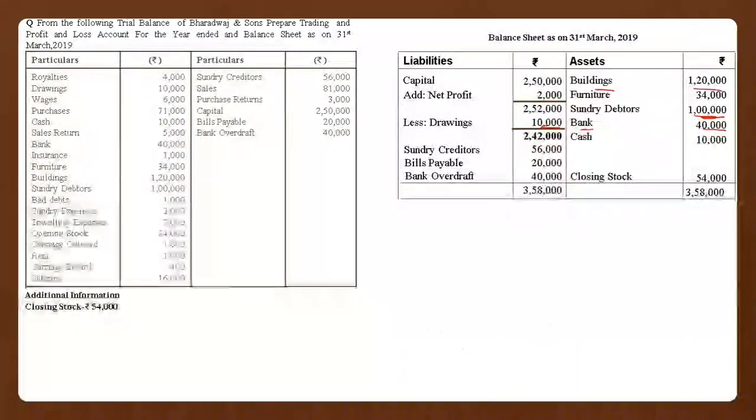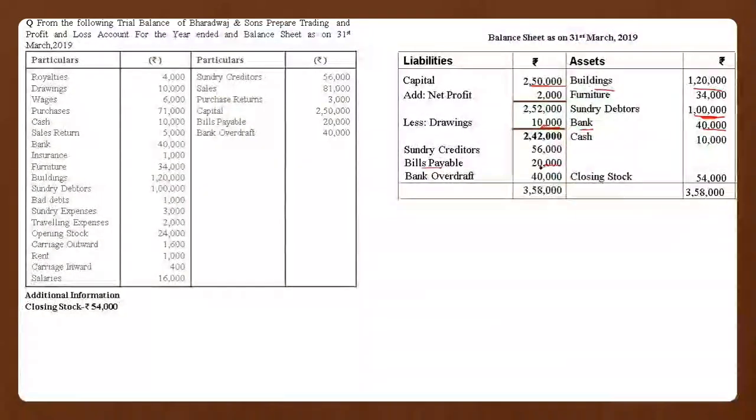Then next one is capital. 2,50,000. So come to the liability side, capital 2,50,000. Then bills payable, and bills payable is given 20,000, and bills payable is your liability. So you have to write in the liability side. So bills payable in liability you have to write 20,000.